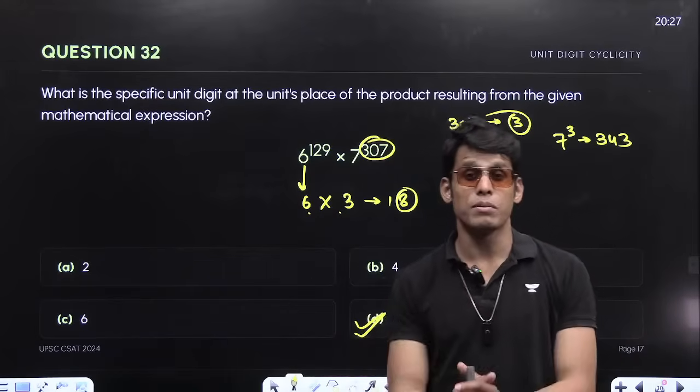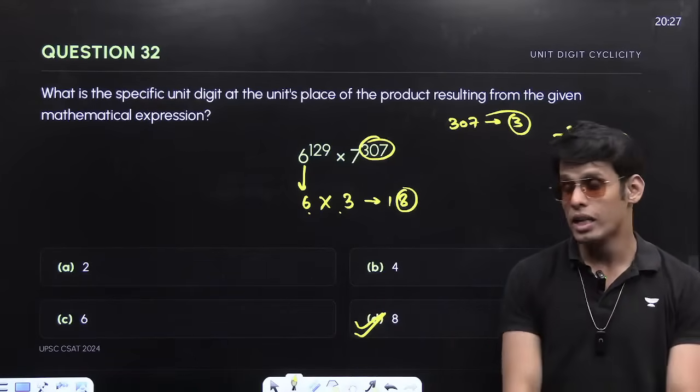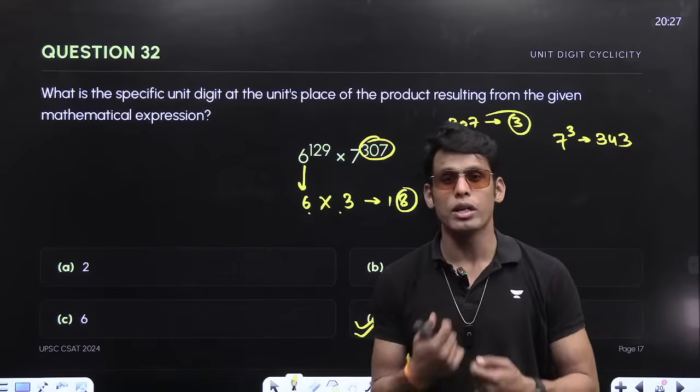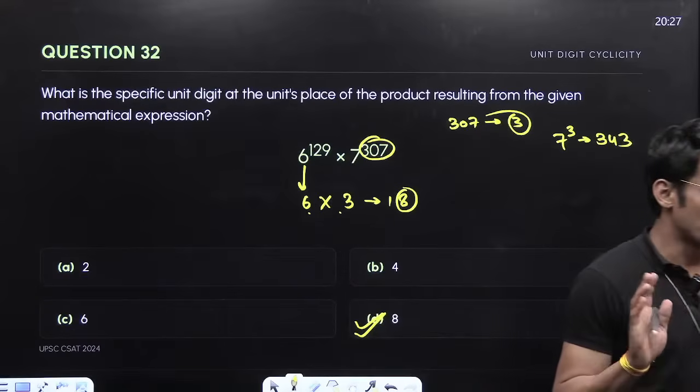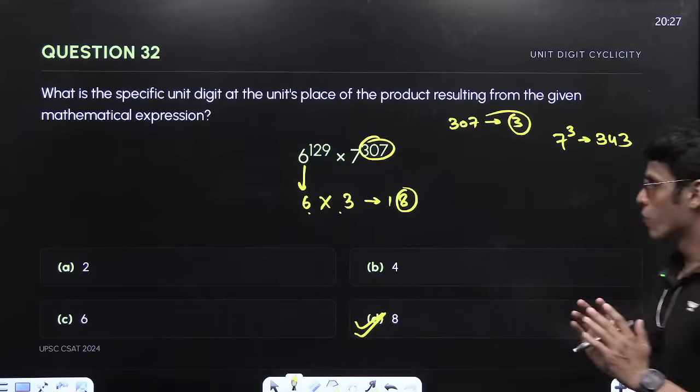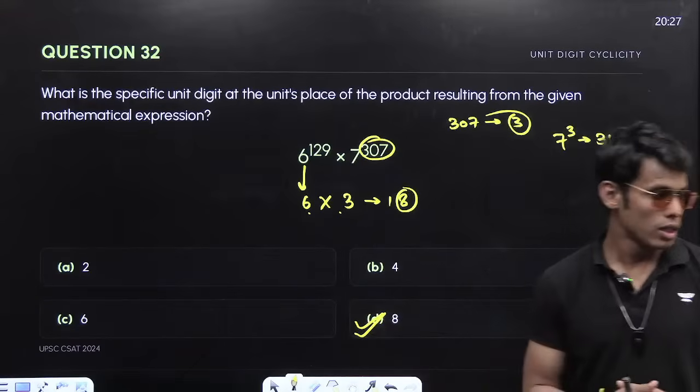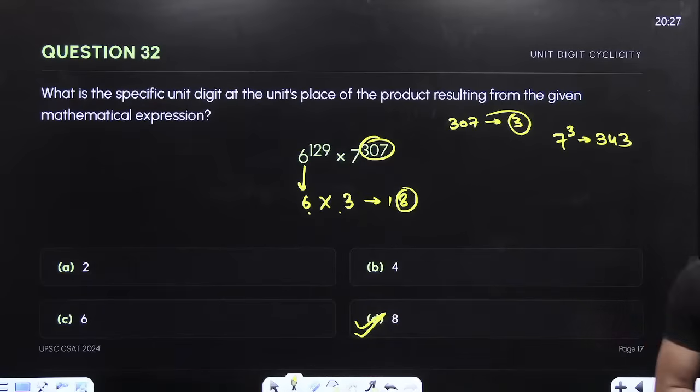HCF, LCMs, unit digit cyclicity, divisibility, all these things are very regular in CSAT papers. Every year, one of these things is occurring. So I don't think it was something very undoable. Okay. Good.